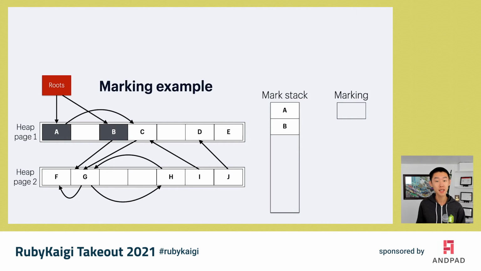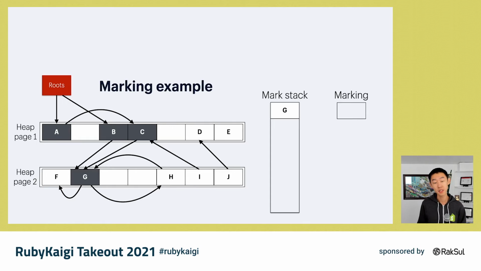Here we pop object A from the mark stack and mark its children, which is just object C. We then mark object C black and place it on the mark stack. We now pop object B from the mark stack. It only has one child, which is object G. We mark it black and push it on the mark stack. Now let's pop object C from the mark stack. It has one child, which is object G, but since object G is already marked, we do nothing.